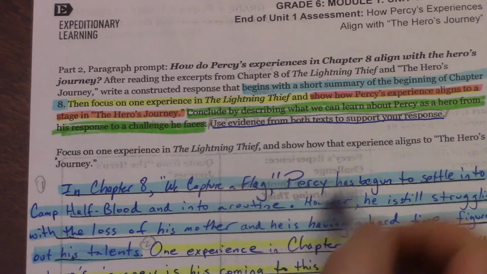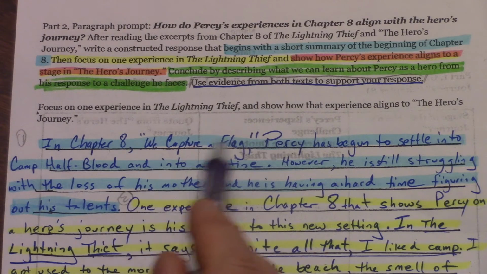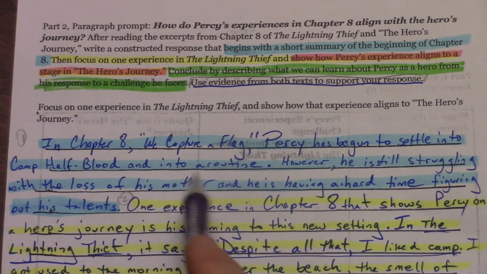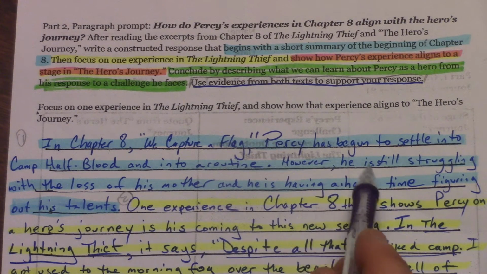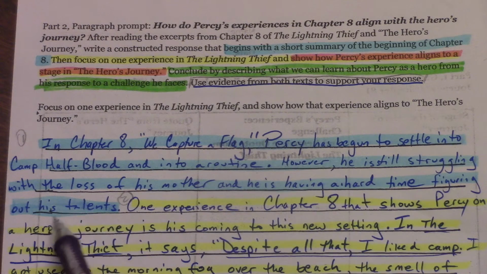And in my paragraph, I wrote, in chapter 8, we capture a flag. Percy has begun to settle into Camp Half-Blood and into a routine. However, he is still struggling with the loss of his mother, and he is having a hard time figuring out his talents.